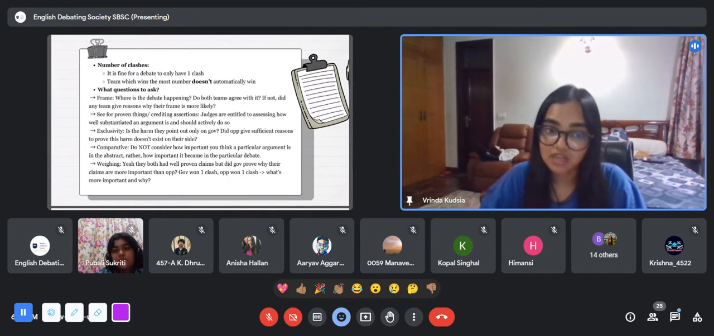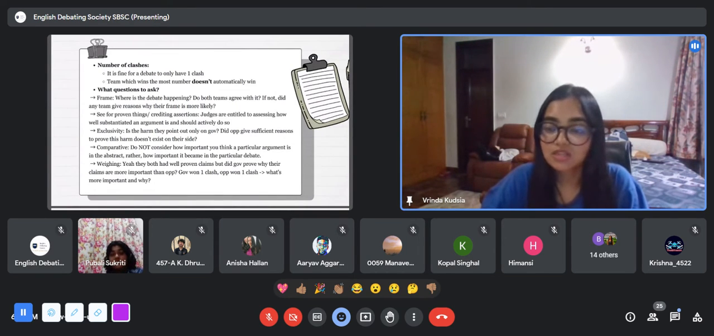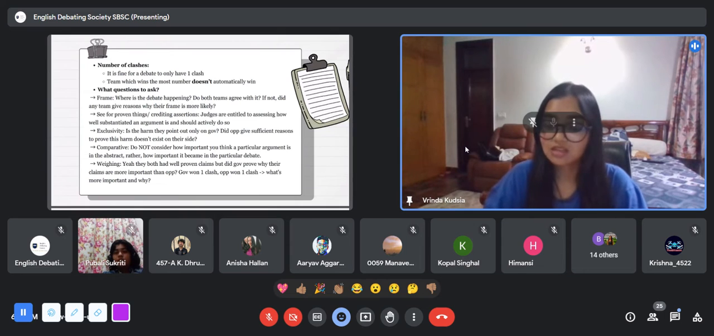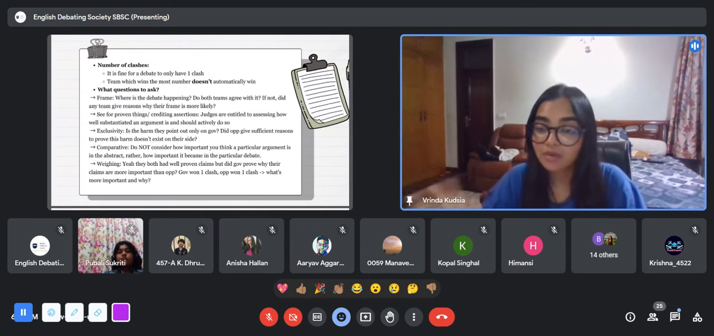Okay, number of clashes. A lot of the times, judges feel that they haven't judged properly simply because there's only one clash which they're able to identify, or only one clash which is actually there in the debate. The idea is simple, it's completely fine for a debate to just have one clash. And even sometimes, teams can explicitly agree that this is the most important thing, or this is the only clash, or only metric with which you should judge this debate, etc.